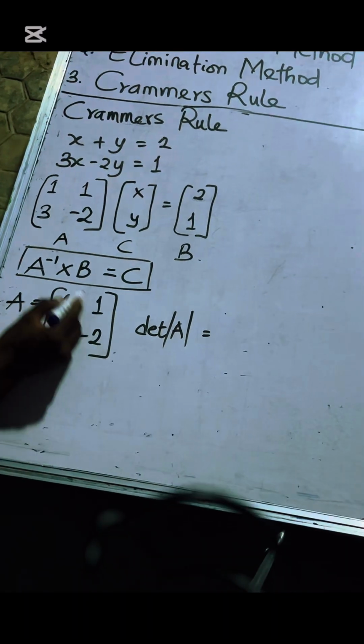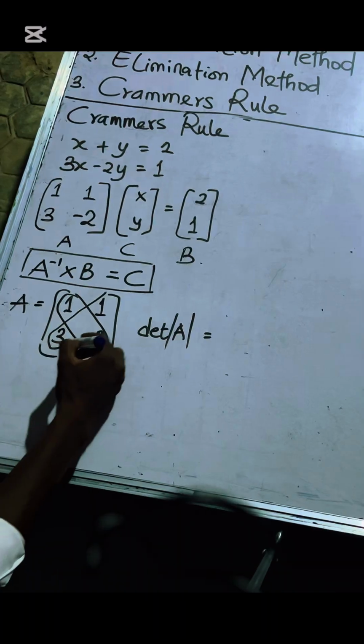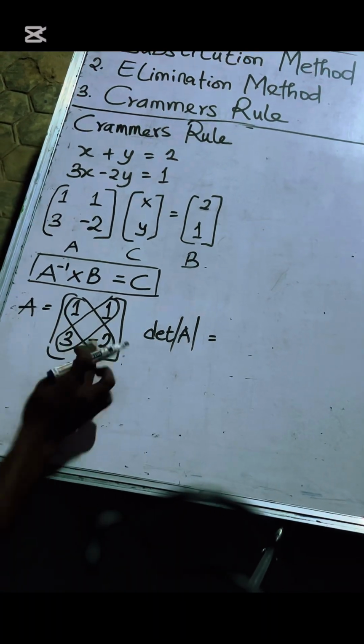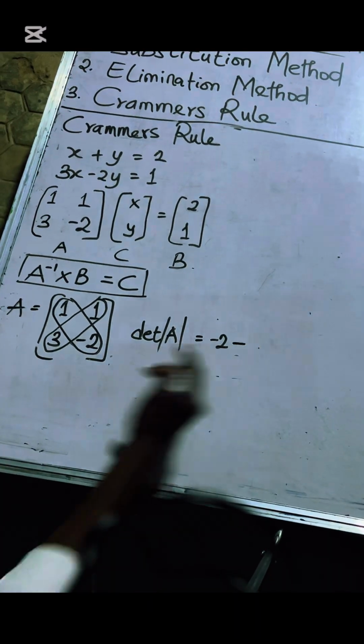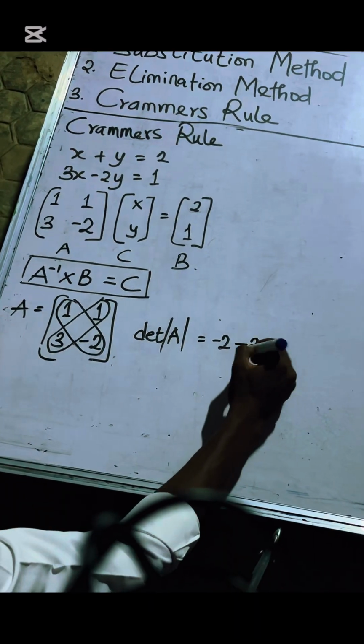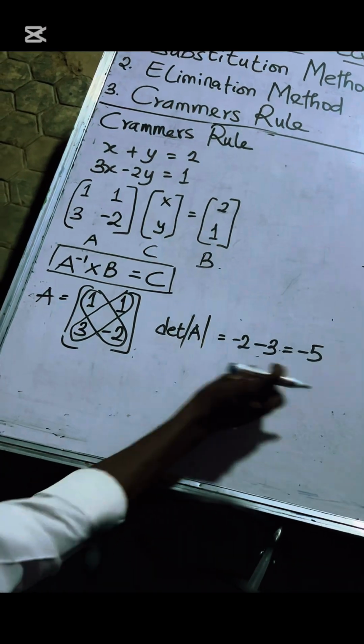This is the first diagonal, then this is the other diagonal. Now, 1 times minus 2 is what? Minus 2. Then we have our minus 3 times 1 is what? 3. The determinant is what? Minus 5. Now, this is the determinant.